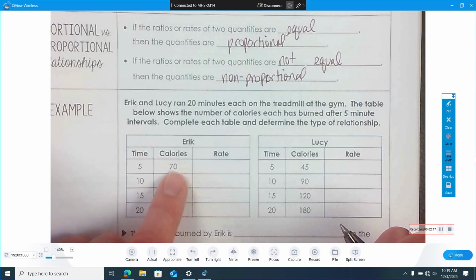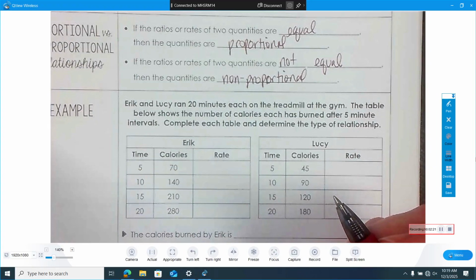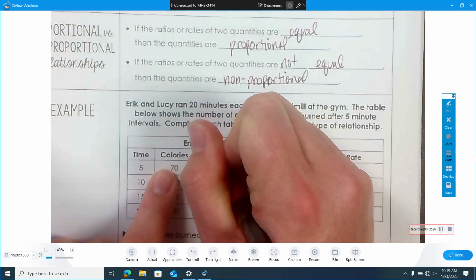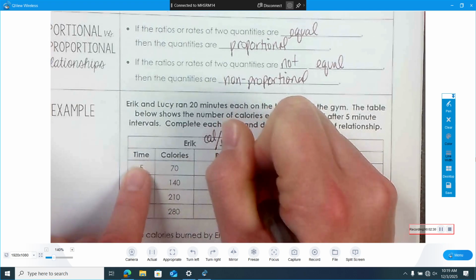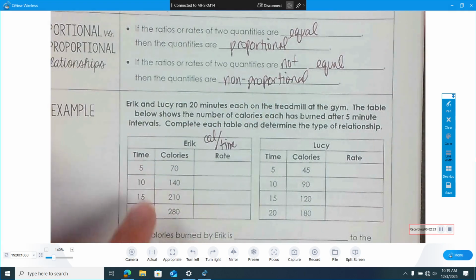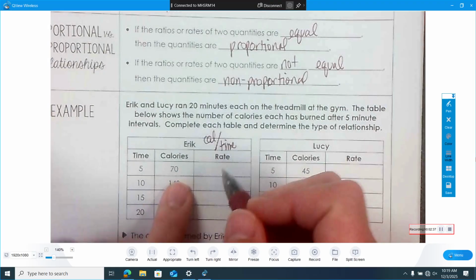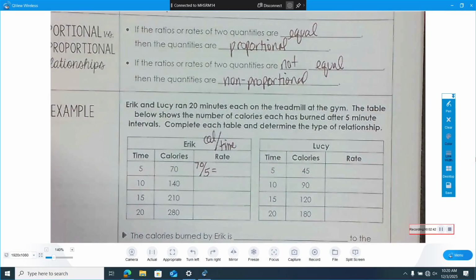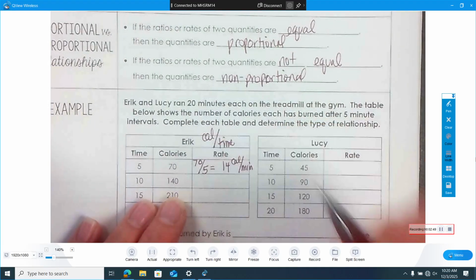So I have a little question for you. How should we set up our fraction? What should go on top? Calories, yeah, calories per time. Typically, that makes sense, right? How many calories do we burn per minute would make sense. So that's what we're going to set up here. We want to do 70 over 5. And what is 70 divided by 5? 14. So that would be 14 calories per minute.